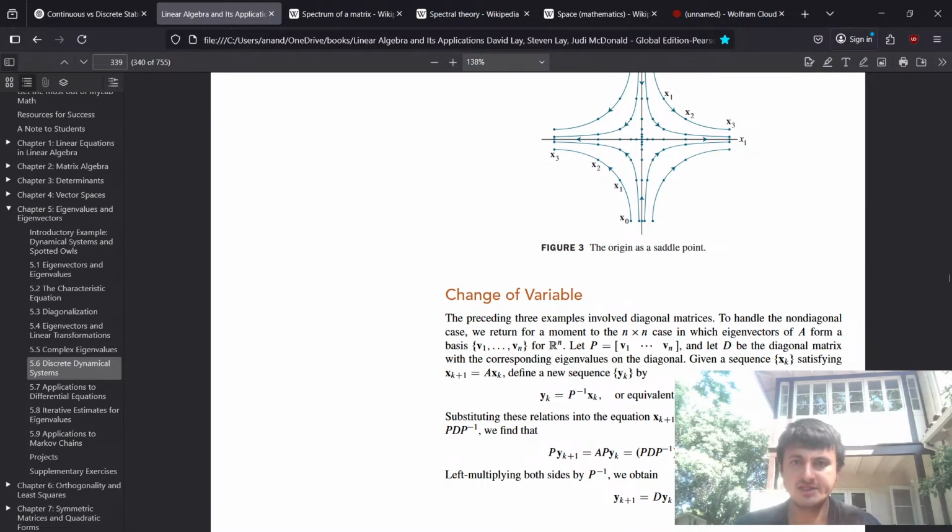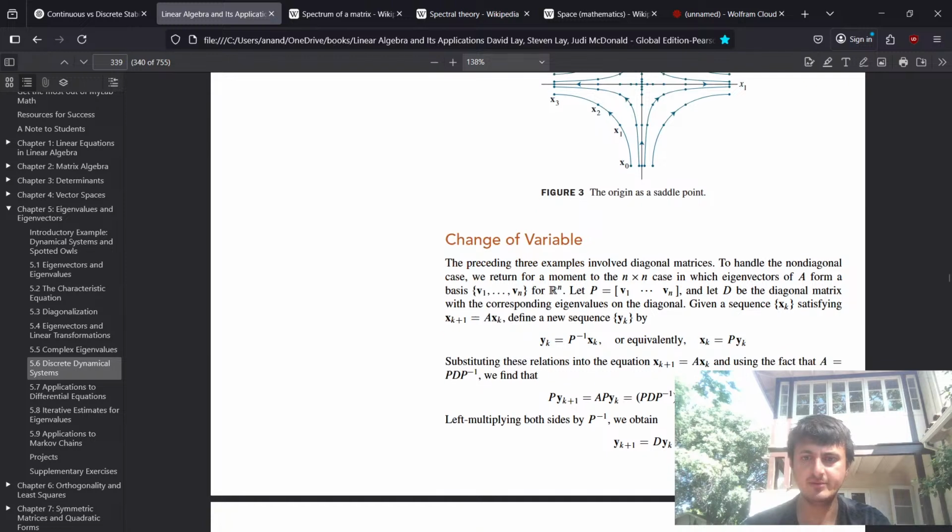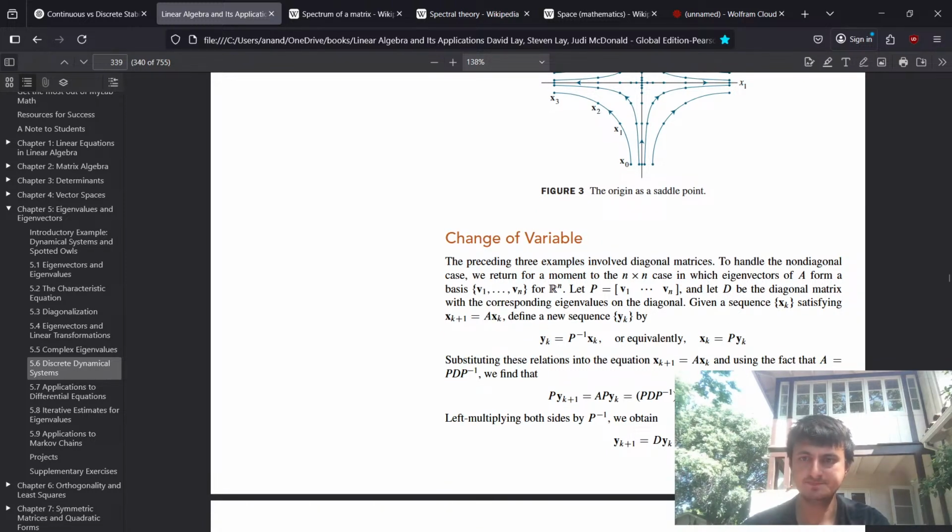The preceding 3 examples involve diagonal matrices. To handle the non-diagonal case, we return for a moment to the n by n case in which eigenvectors of A form a basis for Rn. Let P be the matrix of column eigenvectors. Let D be the diagonal matrix with corresponding eigenvalues on the diagonal. Given a sequence xk satisfying xk plus 1 is equal to Axk, define a new sequence yk.